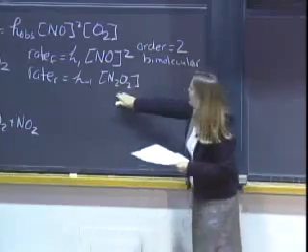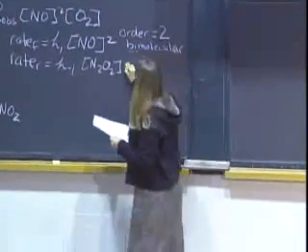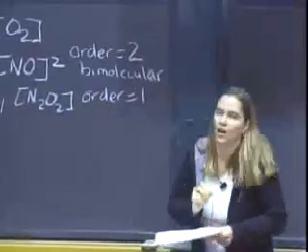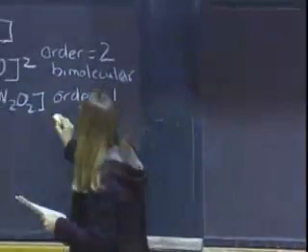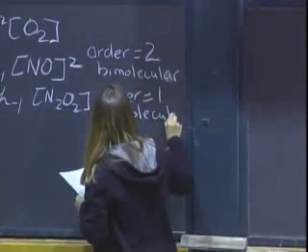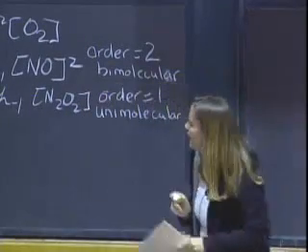Bimolecular. Okay, for the reverse reaction, the order is what? 1. And what is that called? Unimolecular. Okay, so let's look at step 2.